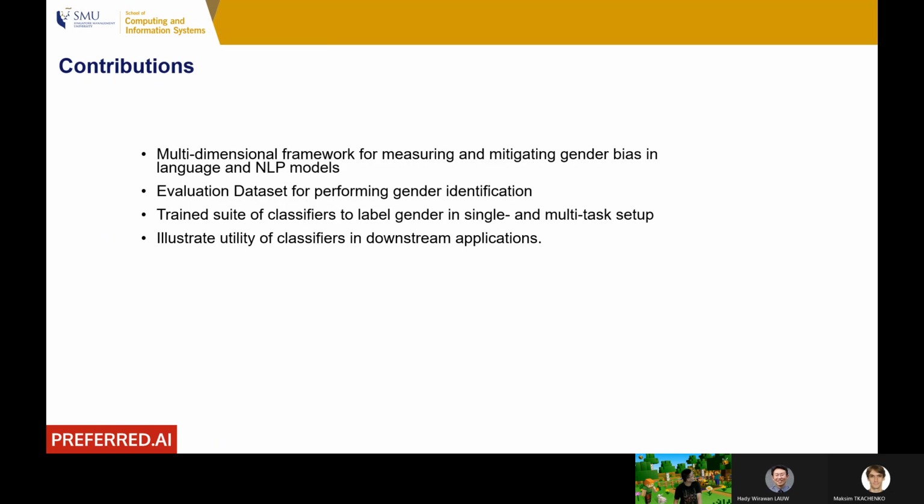Basically, the contributions of the authors are that they propose a multi-dimensional framework for measuring and mitigating gender bias in language and NLP models. They have collected an evaluation data set, MDGender, for performing gender identification. They have trained a suite of classifiers to label gender in a multi and single task setup, and they illustrate the utility of the classifiers in downstream applications.